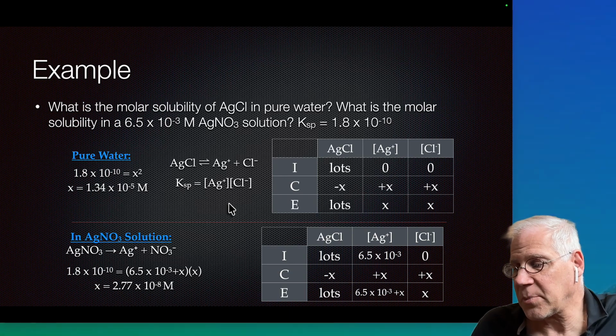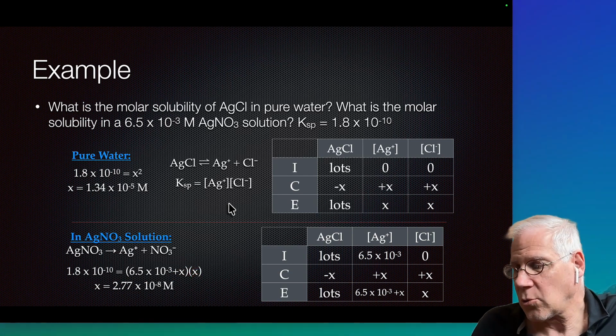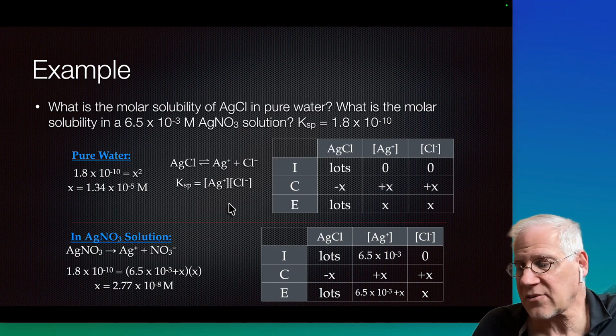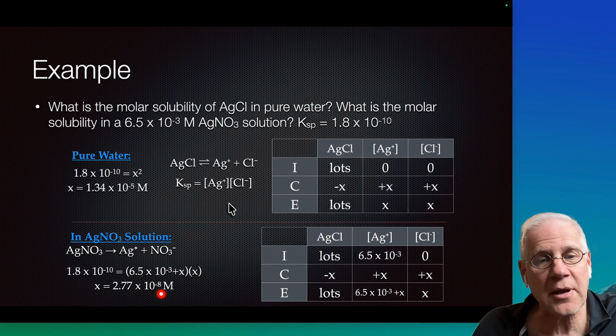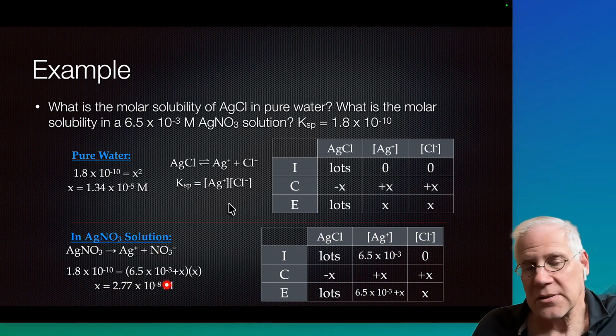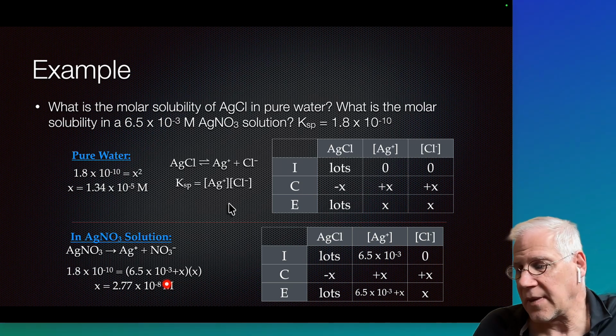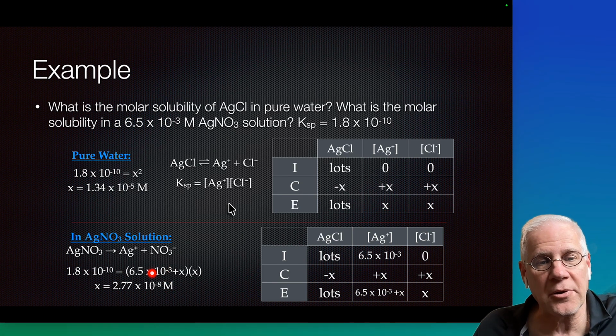We set up our KSP expression. We have 1.8 times 10 to the minus 10. We have the concentration of silver, 6.5 times 10 to the minus 3 plus X, times concentration of chloride, X. When we solve that equation for X, I get an X value of 2.77 times 10 to the minus 8 molar. Notice that this is about 1,000 times less soluble than it was in pure water. And that's due to just this little bit of silver nitrate already in there.